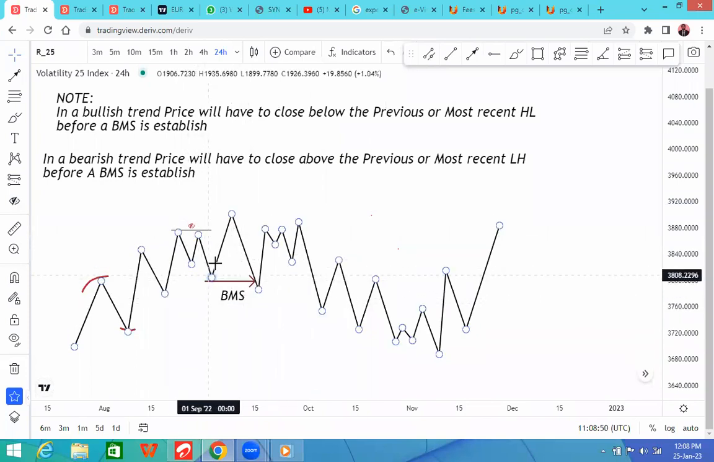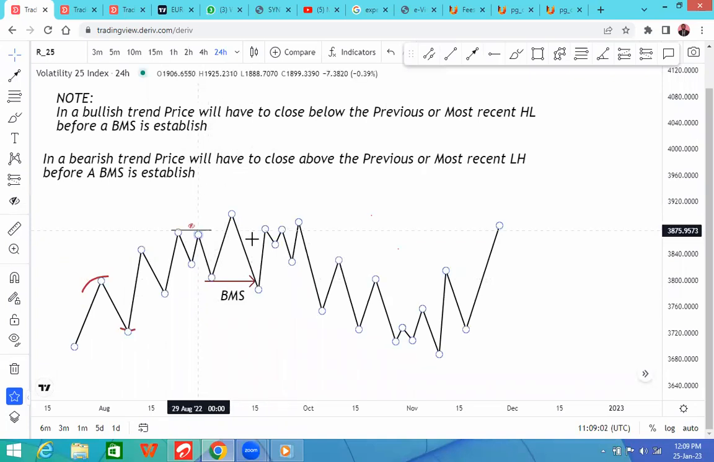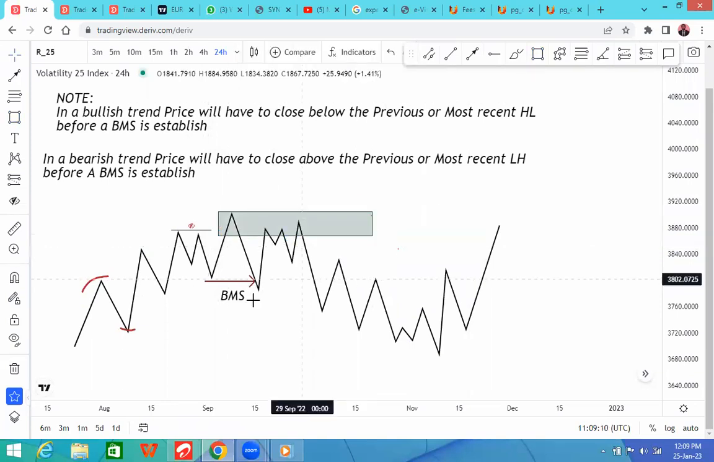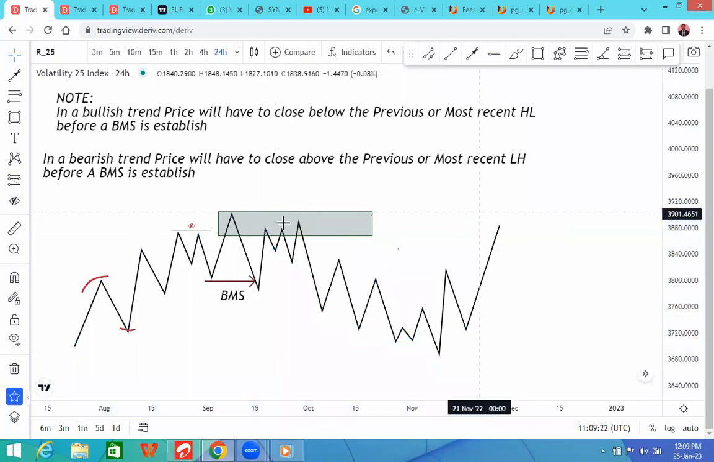Now, all this move that goes up, takes out this liquidity and led to this break of structure is what we call the institutional candle. And here becomes our area of interest. From this institutional candle where liquidity was swept, there is an area here. Price has broken structure, so instead of looking for buying, we should be looking for selling opportunities. The institutional candle is here. Price will come back to it.